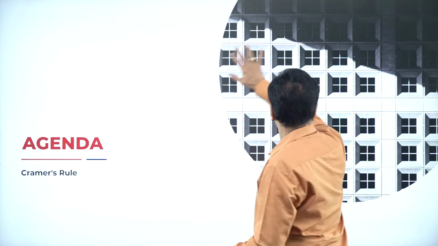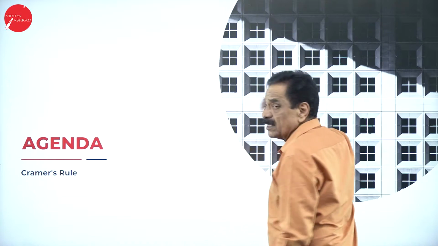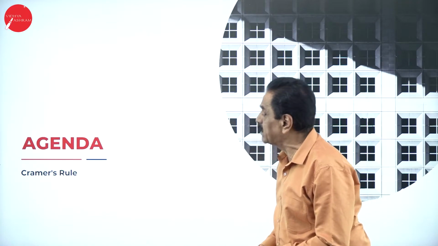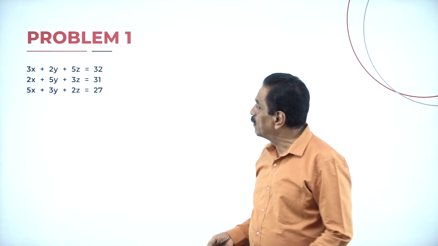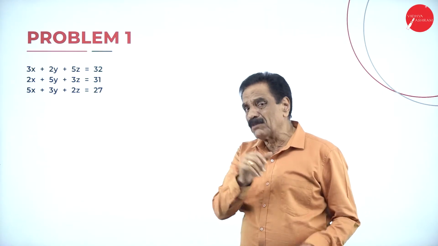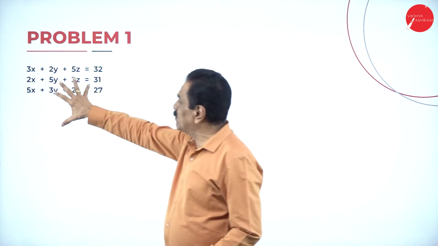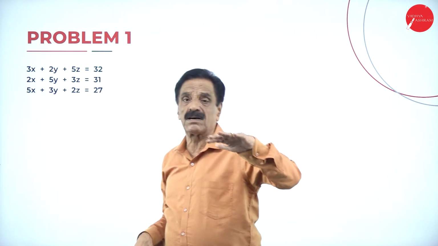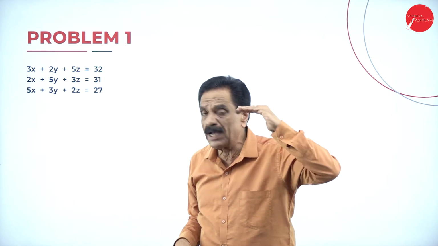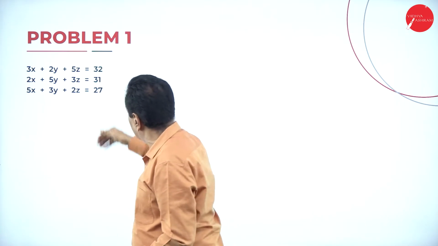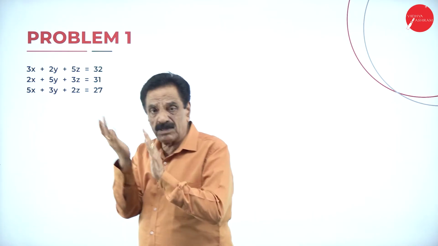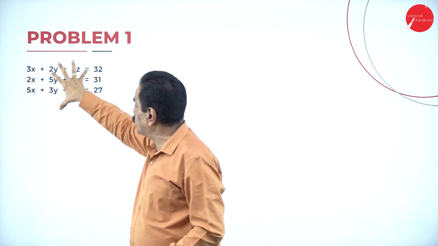The agenda of today is Cramer's rule. We are going to solve it. What is actually Cramer's rule? There are three variables, x, y, z, and the numbers are given. So first we solve for delta.